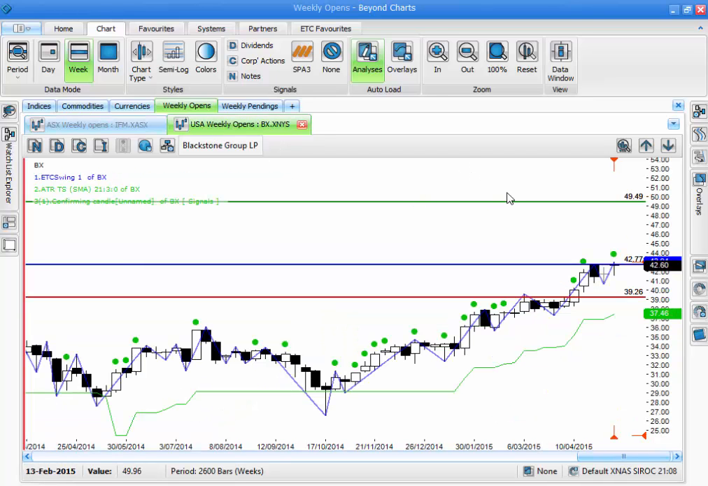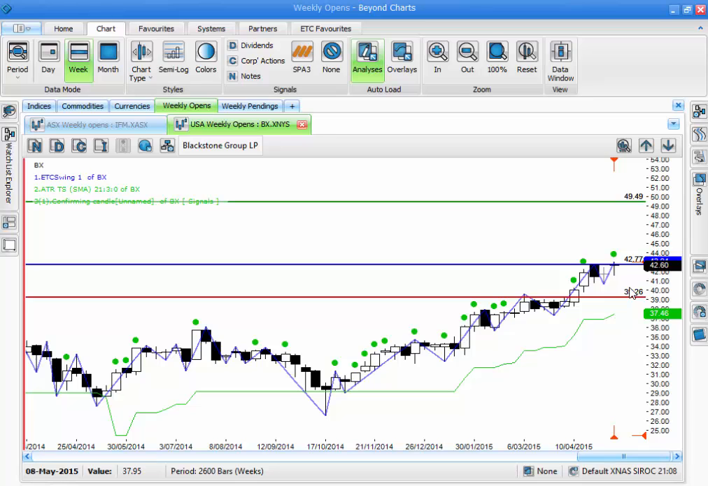Those that triggered, we had BX triggering there last week, and again a nice bullish pin bar there on the triggering of BX. So we're into that trade at the moment. Again, initial stop down here, just waiting for our 3 ATR to come up, and as it does, we'll use the 3 ATR line to manage the trade.